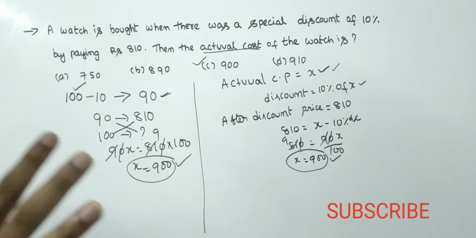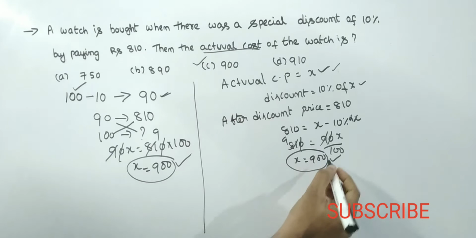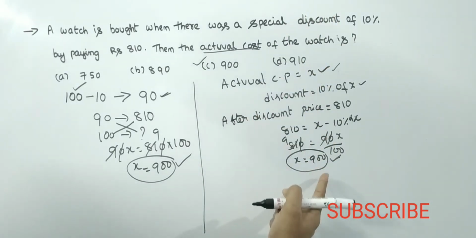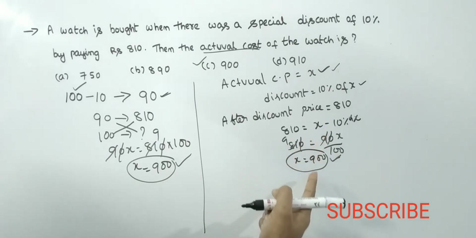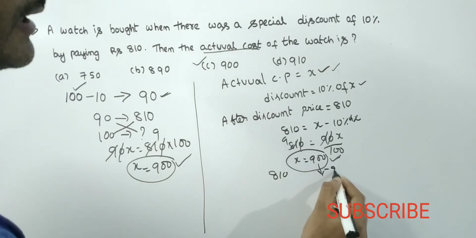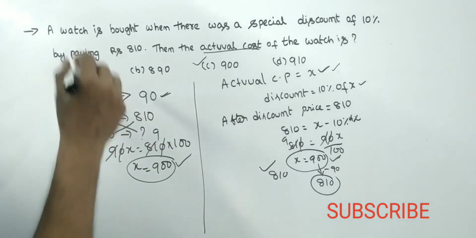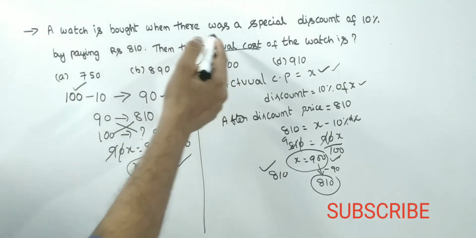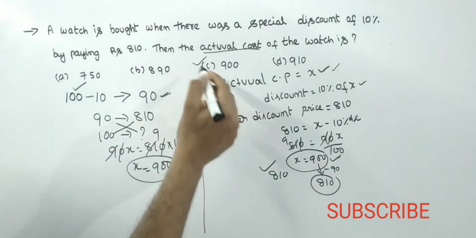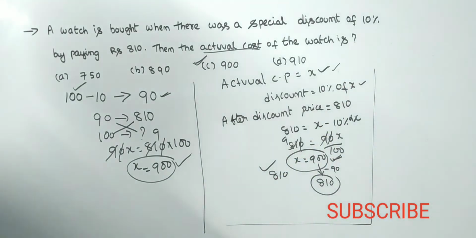Not cost price, actual cost of the watch. He has to purchase for 900 rupees actually, but they have given a 10% discount on 900. Then 10% of 900 is how much? 90. Then total price is 810. That means 900 minus 90 equals 810. Somebody purchased a watch for 810 rupees. Then the actual cost of the watch is 900. Nothing is there. Easily we will get the answer.